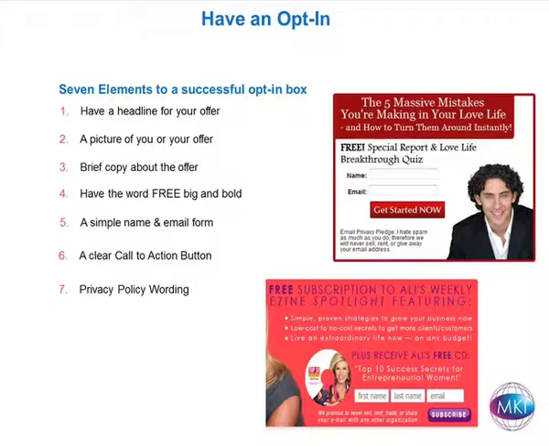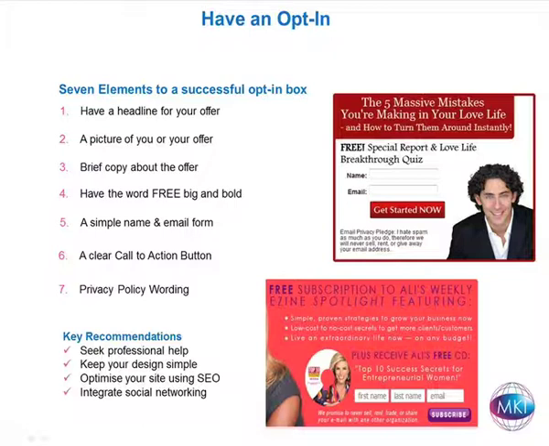And number 7, privacy policy wording. With spam emails and everything going around at the moment, people want to know that you're a trustworthy source, and that giving you their information is not going to be harmful for them, or that they're not going to suddenly get millions of emails coming through their system. So always have a privacy policy on there. It can be as simple as, I hate spam, like this guy's got here: I hate spam as much as you do, therefore we will never sell, rent, or give away your email address. So it's really important to have that peace of mind pledge on there.